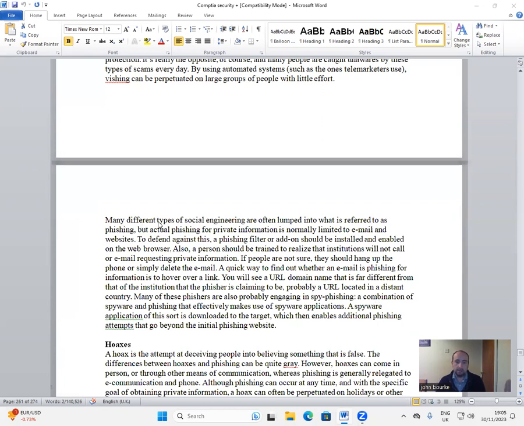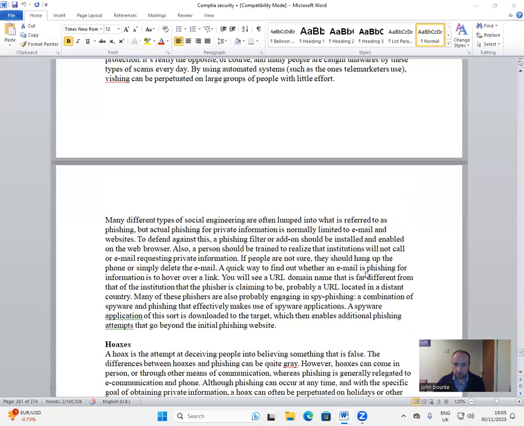Many different types of social engineering are often lumped into what is referred to as phishing, but actually phishing for private information is normally limited to email and websites. To defend against this, a phishing filter or add-on should be installed and enabled on a web browser. Also, a person should be trained to realize that institutions will not call or email requesting private information. If people are not sure, they should hang up the phone and simply delete the email.